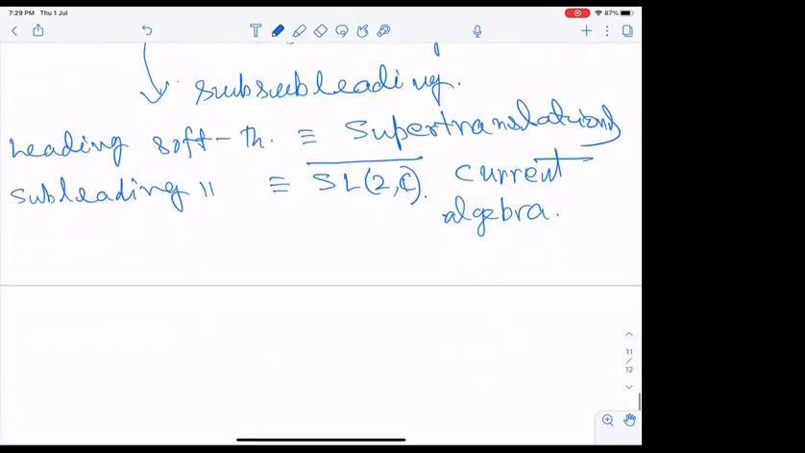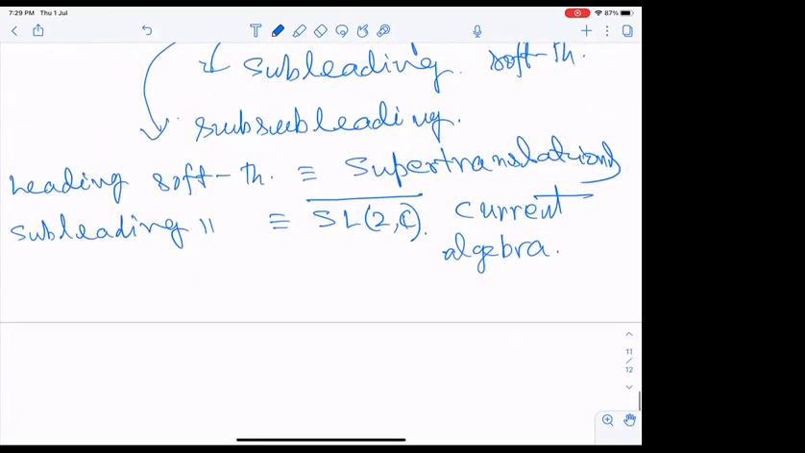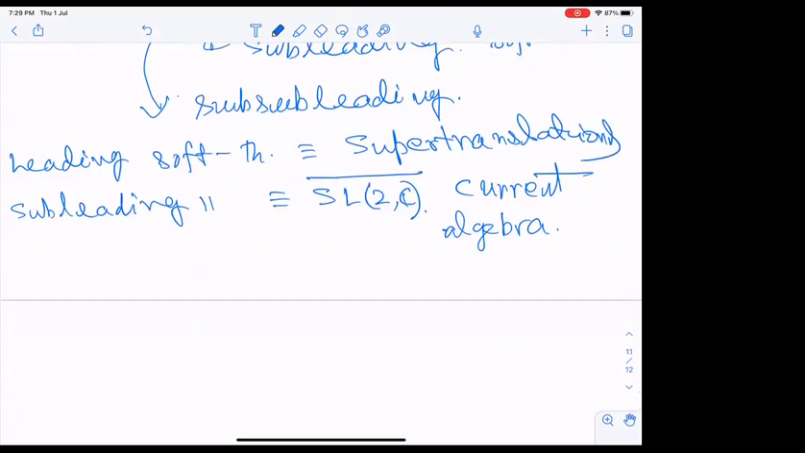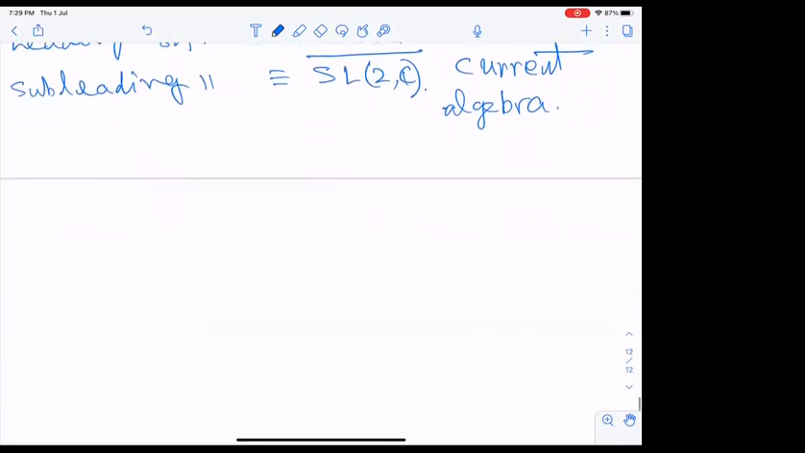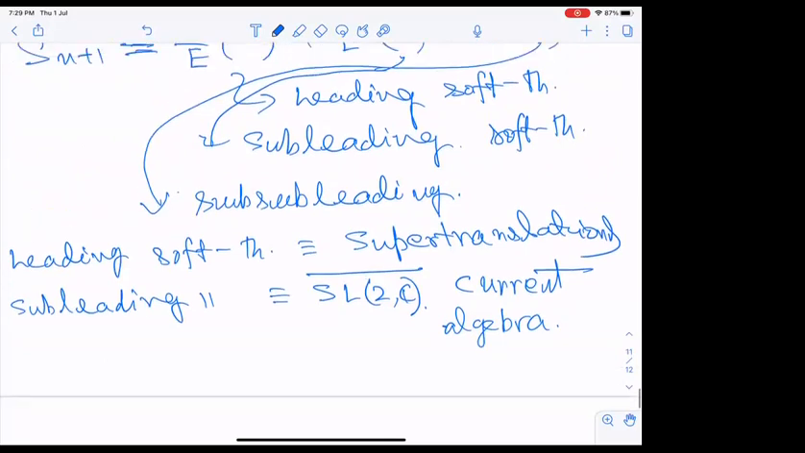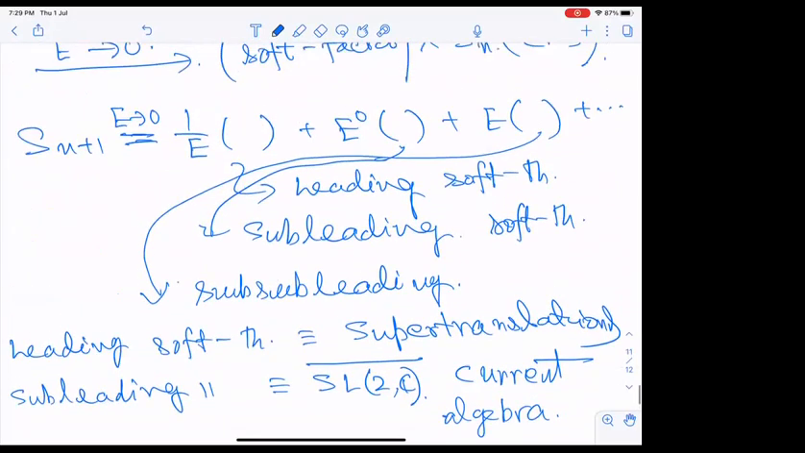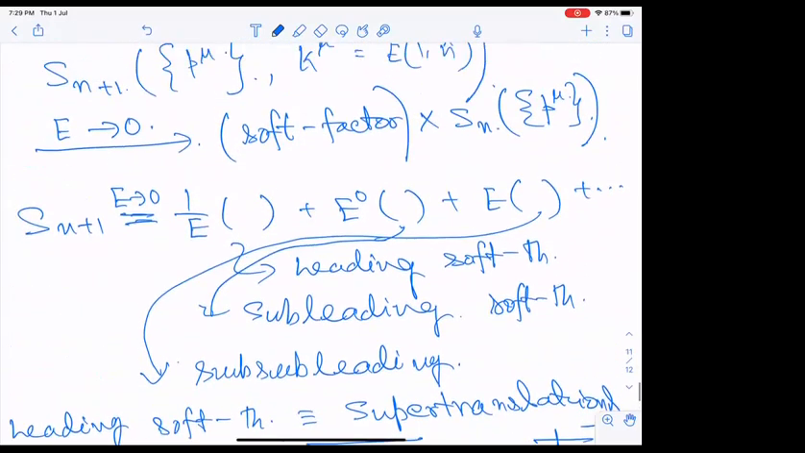Now the point is that what one can show, so these super translations and the SL2C bar current algebra, you also have something for the subleading soft factorization. But the point is that we will not need that. Okay, so let's just focus on these two. Now basically the point is that you have these super translations.